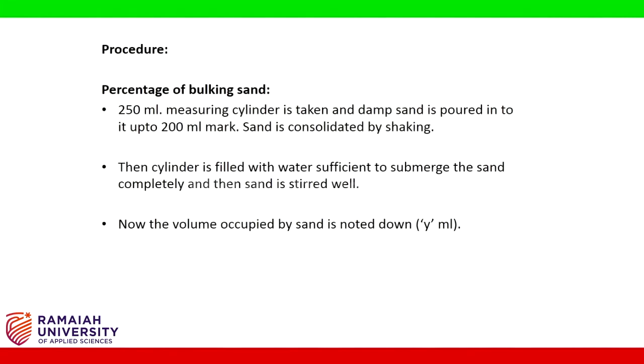Procedure: percentage of bulking of sand. A 250 ml measuring cylinder is taken and damp sand is poured into it up to the 200 ml mark. Sand is consolidated by shaking. Then the cylinder is filled with water sufficient to submerge the sand completely, and the sand is stirred well. Now the volume occupied by sand is noted down, that is Y ml.